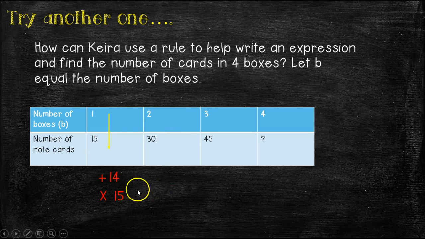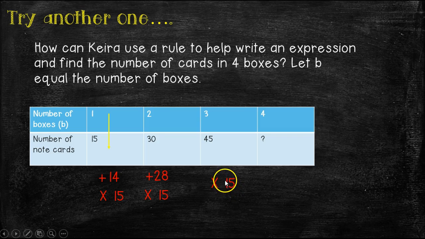So let's look and see if we can find a pattern. 2 to 30. Well, you would add 28, so we know that that's not our pattern. But could we multiply by 15? 2 times 15, does that equal 30? It does. So let's see if it continues as we go down our pattern here. So 3 to 45, 3 times 15 equals 45.